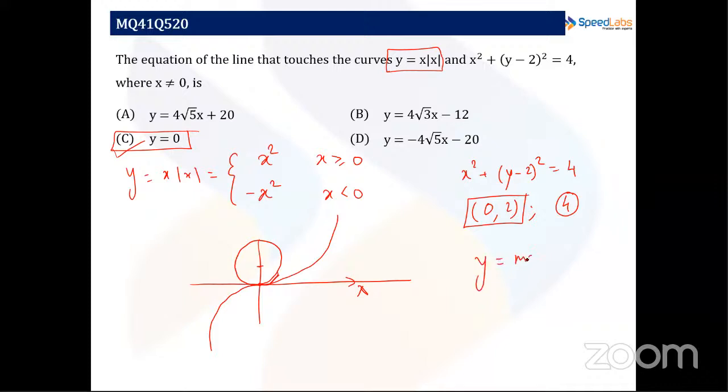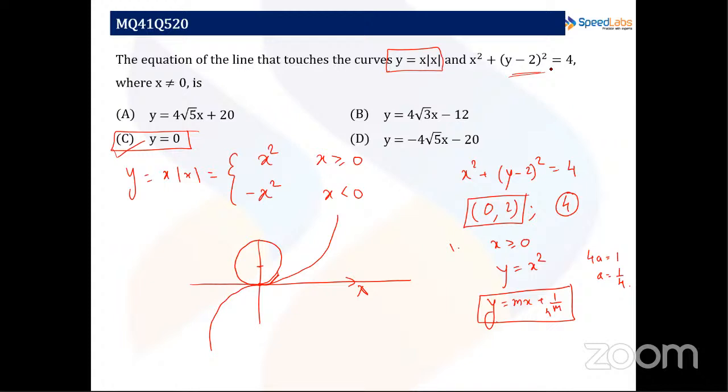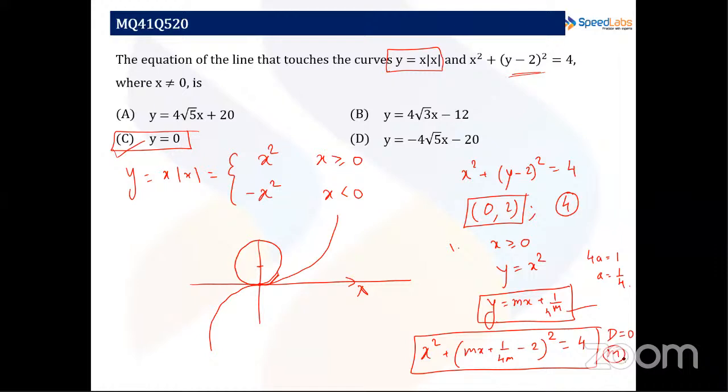If we say y equals mx plus c is the equation of tangent, or what we can do is first take, for x greater than or equal to 0, y equals x square, comparing it with 4a equals 1, so a equals 1 by 4. So our equation of tangent will be y equals mx plus a by m, that will be 1 upon 4m. Substitute this value of y in the equation of the circle to find a quadratic in x. So you will get x square plus (mx plus 1 upon 4m minus 2) whole square equals 4. On solving this, you will get a quadratic in x, and on putting discriminant equals to 0, you can find the value of m. This is one method.